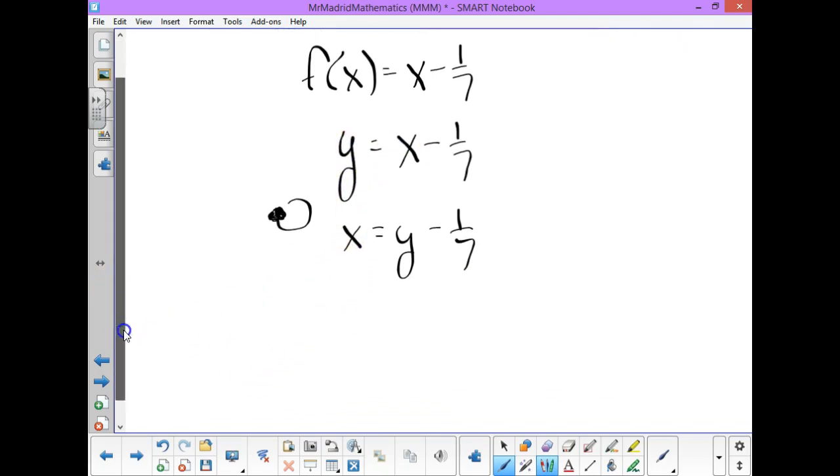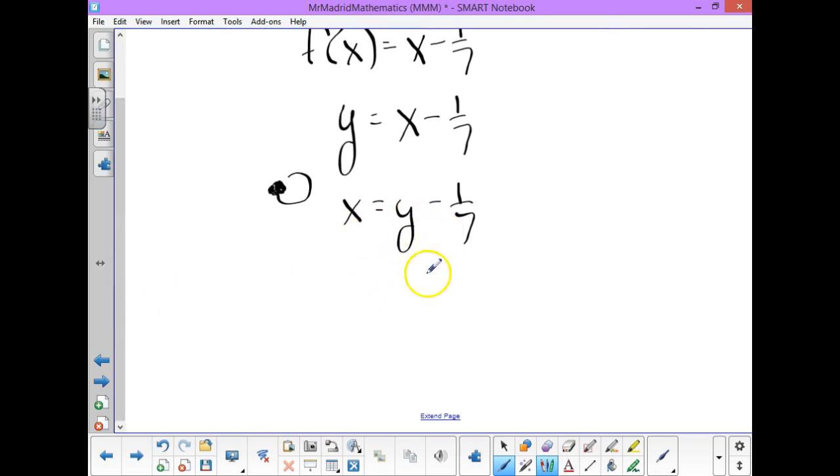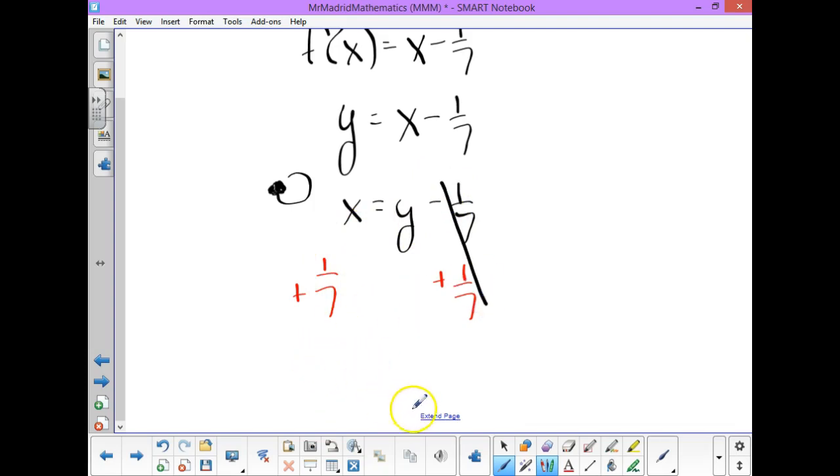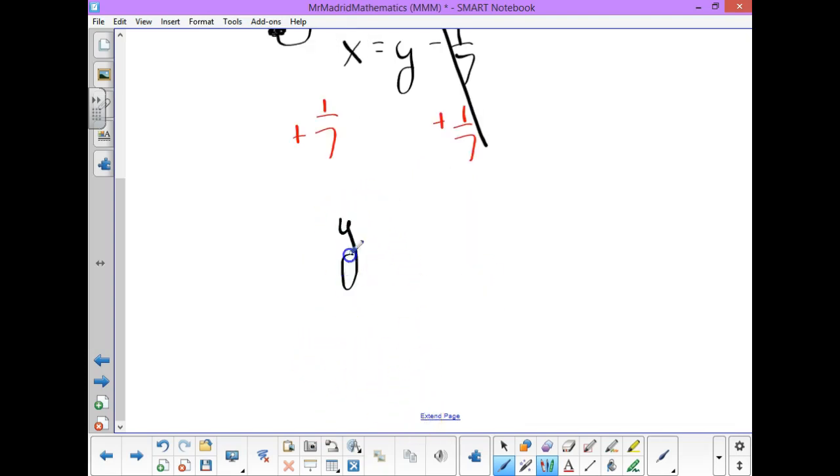Now, if you look back at the notes, it does tell you to solve for y. So here I would add 1/7 to both sides. Why? Because I want to solve for y, and solving for a variable means you want to isolate it. So it does cancel here as we would expect, and we're left with y equals x plus 1/7. So there's the inverse process pretty much complete.